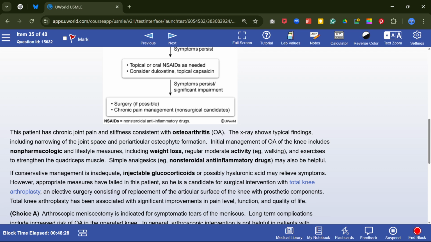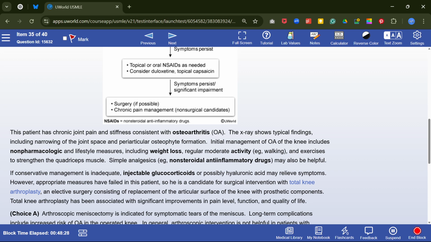This patient has chronic joint pain and stiffness consistent with osteoarthritis. The X-ray shows typical findings including narrowing of the joint space, periarticular osteophyte formation. Initial management of osteoarthritis of the knee includes non-pharmacological and lifestyle measures including weight loss, regular moderate activity, walking and exercise to strengthen the quadriceps muscle.